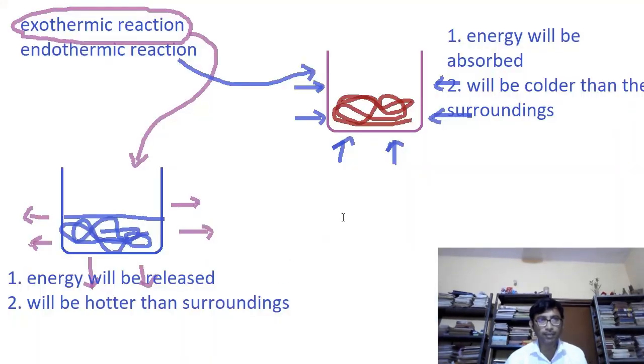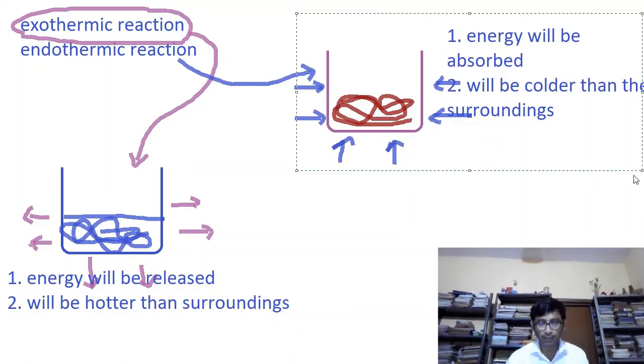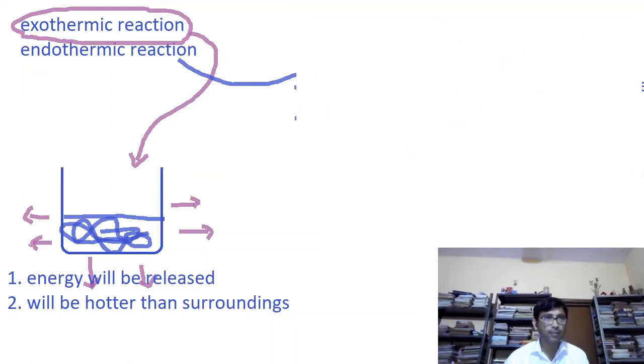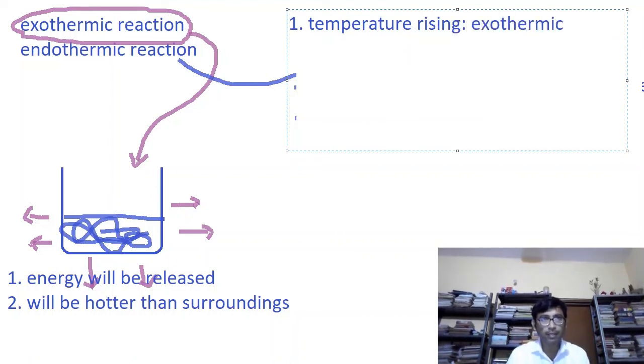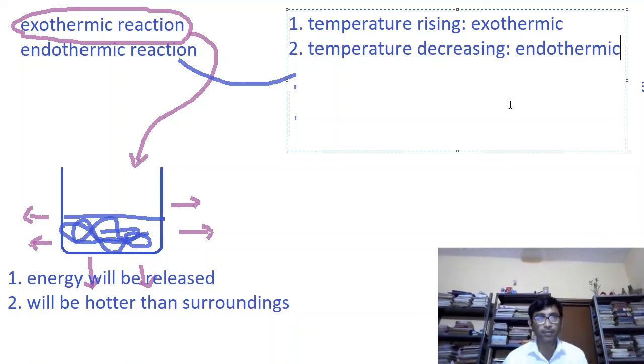So actually, in these reactions that we have seen, the first one, where the temperature is rising, is exothermic. The second one, where the temperature is decreasing, is endothermic. And the third one is also exothermic because the temperature is rising. So that was about exothermic and endothermic reactions.